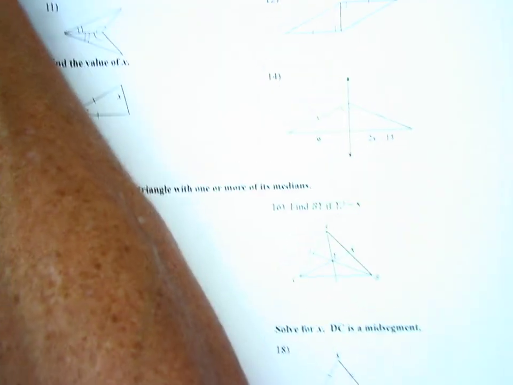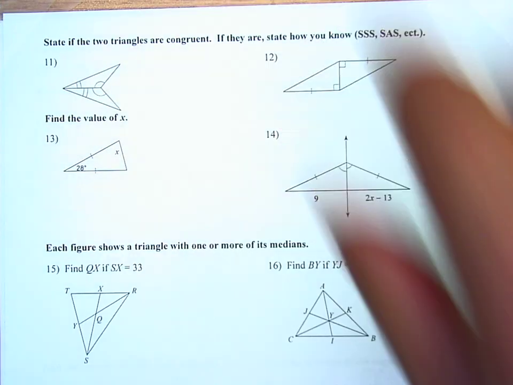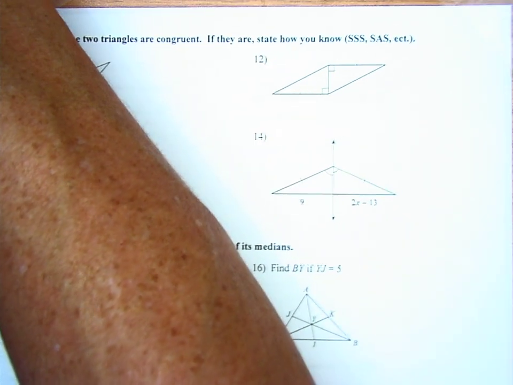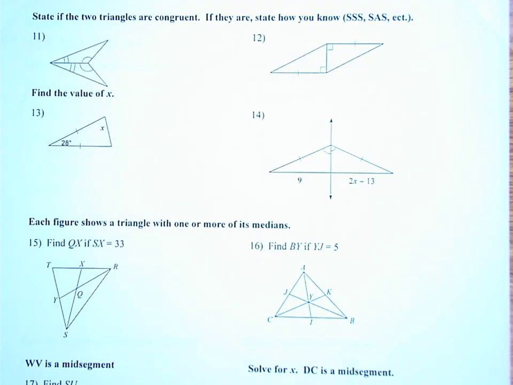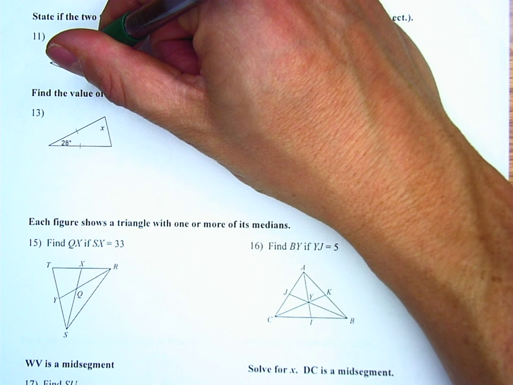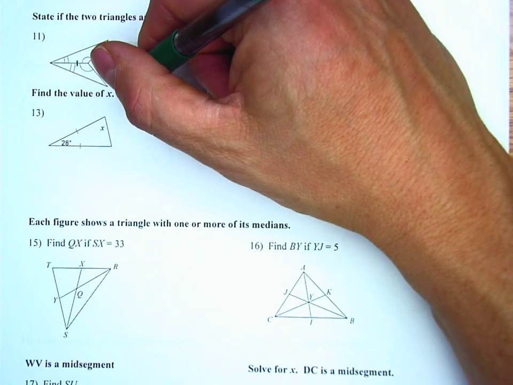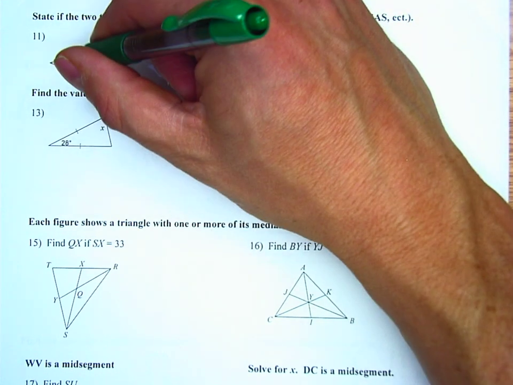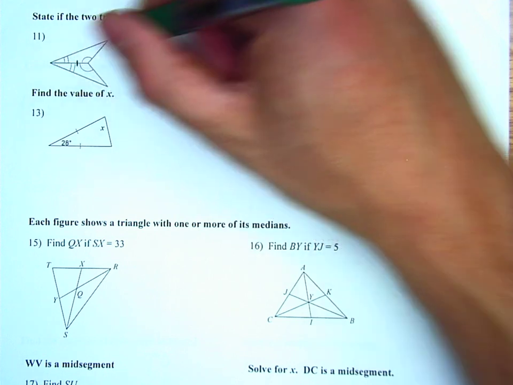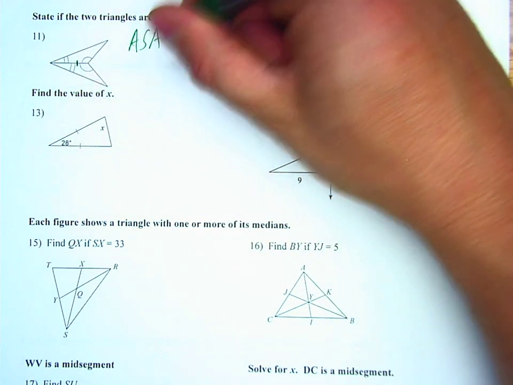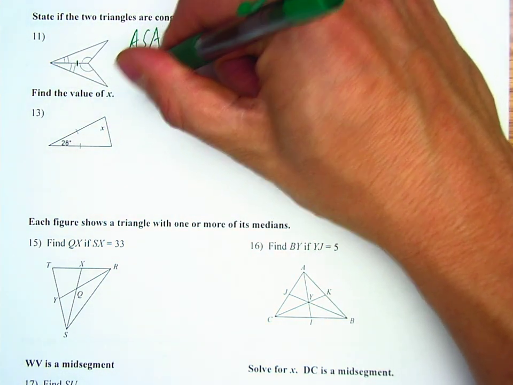Question 11. Say the triangles are congruent. If they are, state how you know. So these share a side. There's a shared side here. I'm going to mark it with a side marking. So this is angle, side, angle because I got the angles connected by the side. And angle, side, angle is a congruence postulate.